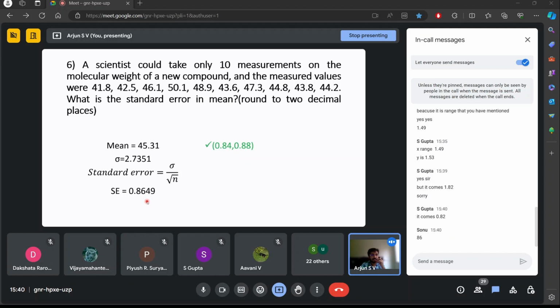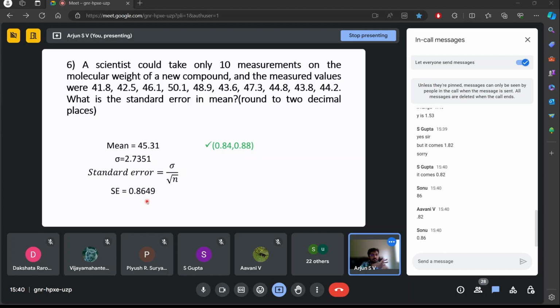Can you explain it to me, Gupta? 86 is good. Sonu says 0.86. Like 0.86 is good, but 0.82 will not be a correct answer. Like 0.84 to 0.88 will be a correct answer. 0.82, okay. Yeah, Sonu, 0.86 is correct.